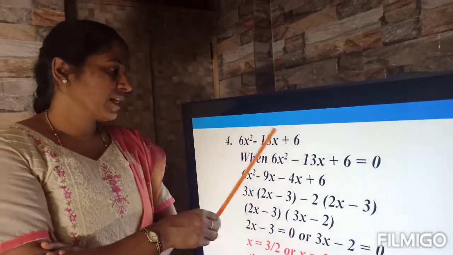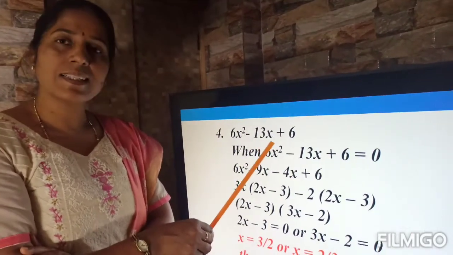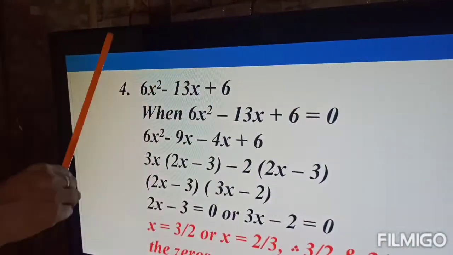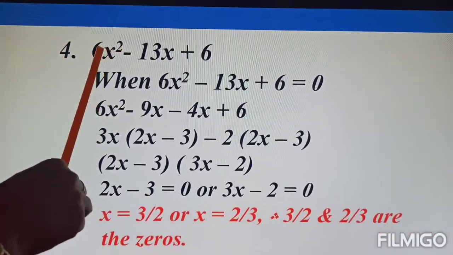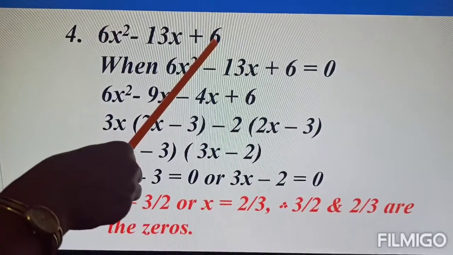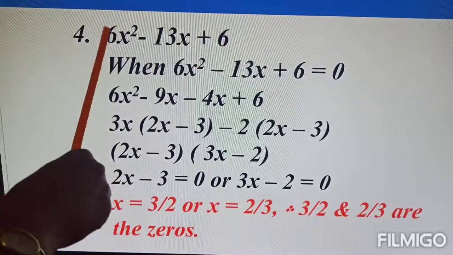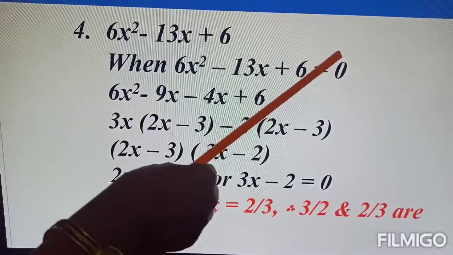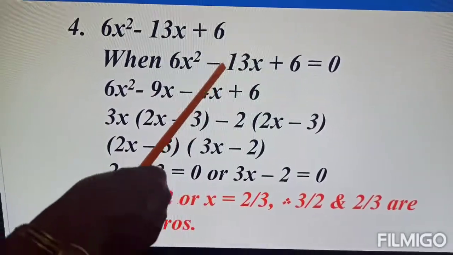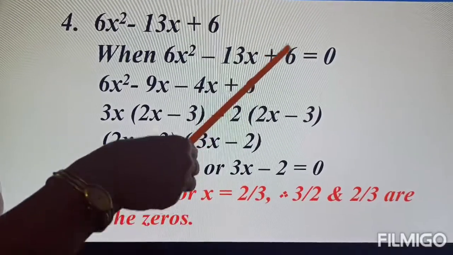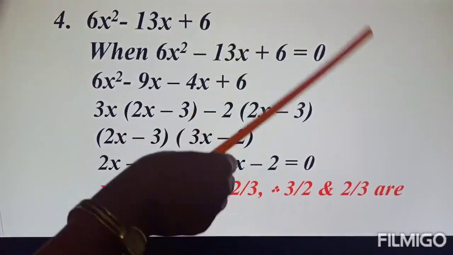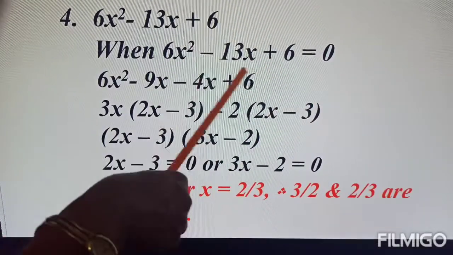See, in the fourth example, 6x square minus 13x plus 6. Here, a value is also there. In previous sums, this was not there. The polynomial started with x square. But here, a is 6 and c is 6. We have to multiply these two first. 6 and 6 will get 36. That we have to factorize to get the middle term. What is the middle term here? Minus 13x. Then we got the product of these two is 36. Means here plus is there, no? By adding the factors of 36, we have to get the 13.